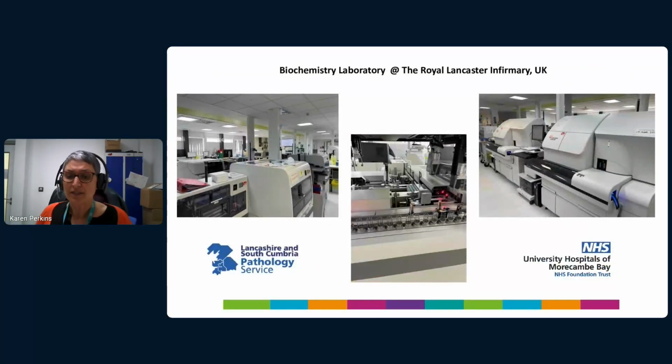So for those of you who haven't seen inside a biochemistry laboratory or a blood sciences lab, this is kind of what it looks like. This is our lab at the Royal Lancaster Infirmary, and we've just recently formed part of the Lancashire South Cumbria Pathology Service, and we're situated within the Morecambe Bay NHS Trust. Usually you get your standard blood tubes that you see when you go to the phlebotomist to get your blood taken, and these come ready barcoded, and they go on little pucks like these, and they're barcode scanned. It's all very automated. There's a lot of robotics involved.